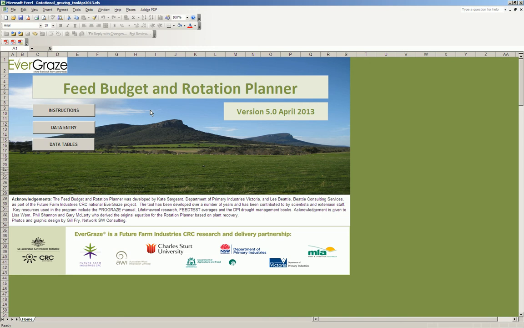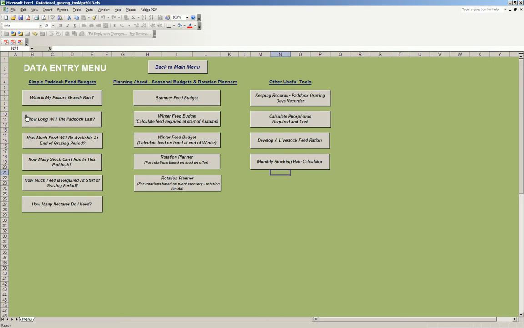Today I'm going to show you how to use the feed budget and rotation planner to work out how many hectares you need to allocate to lambing ewes. So we need to go to data entry. Previously, in the "how long will my paddock last" example, I explained what each of these feed budgets and tools do. I also explained how to work out how much feed you've got, etc. Today I'm just going to do a quick job, so we're just going to focus on how many hectares do I need for my lambing ewes.